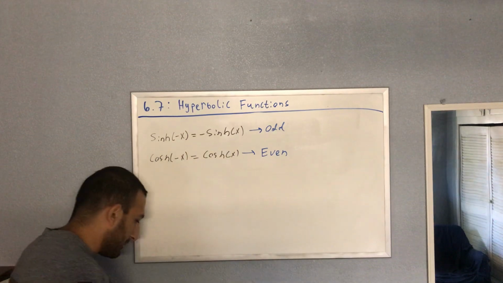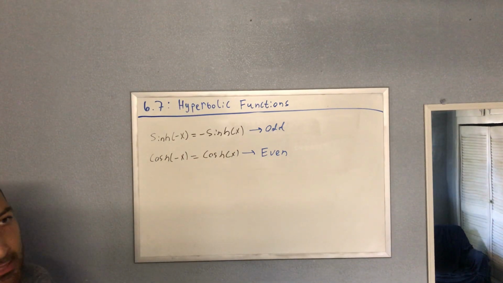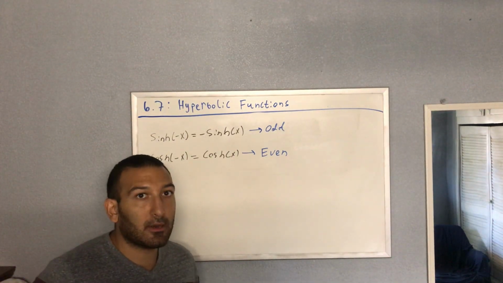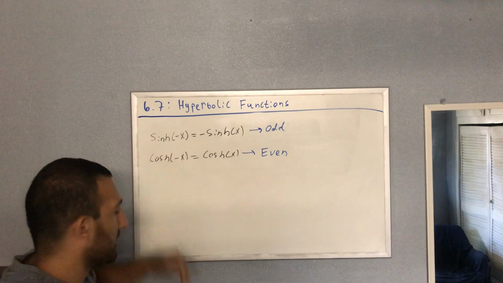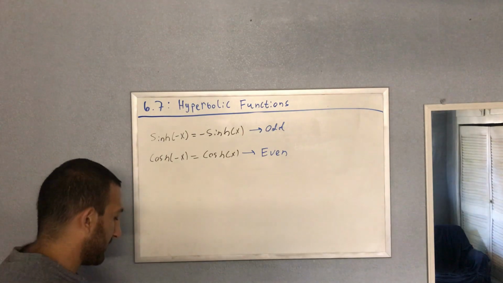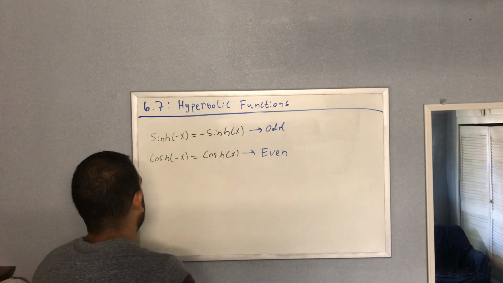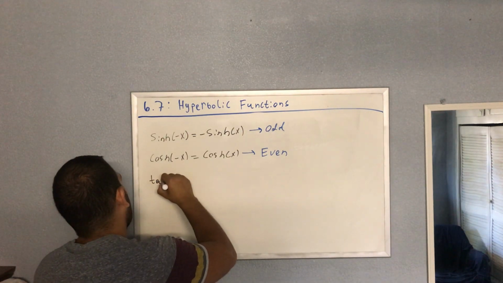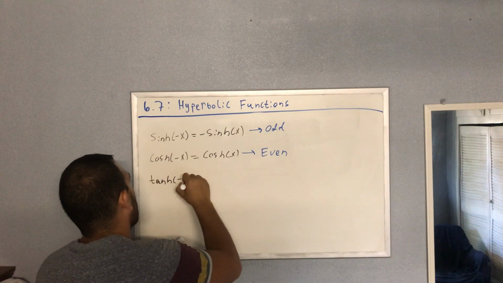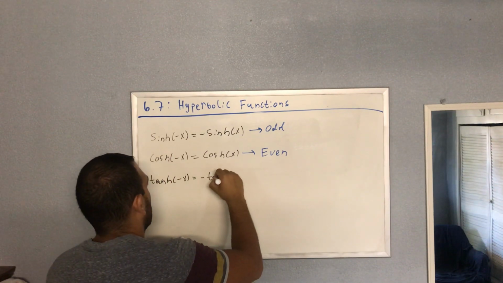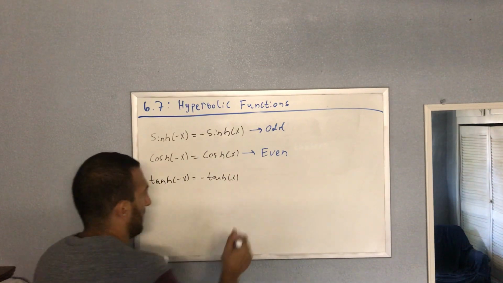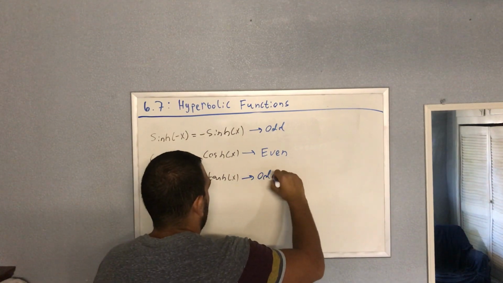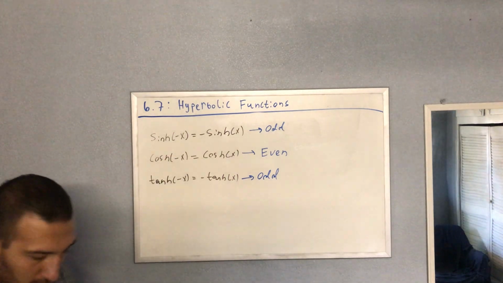Okay? And then as a consequence of this, hyperbolic tangent is odd. If you take an odd function and you divide it by an even function, you get an odd function. And maybe that's a good problem for us to think about in class. Why is that true? And the rest you can also work out that way.